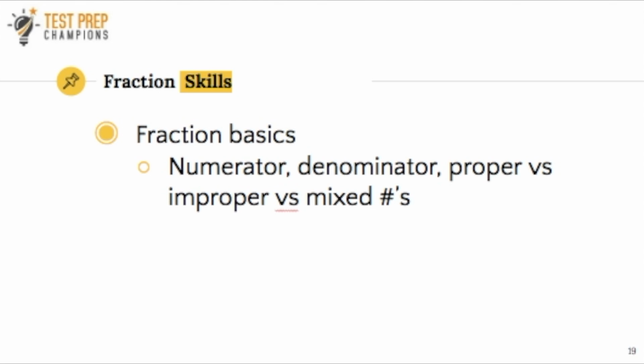Now you'll also want to know the difference between proper fractions, improper fractions, and mixed numbers. A proper fraction is a number that is less than 1. And so in a proper fraction, the top number is always going to be a smaller number than the bottom number. Okay, so for an improper fraction, it's the other way around. For an improper fraction, the top number is greater than the bottom number, and the value is going to be greater than 1.